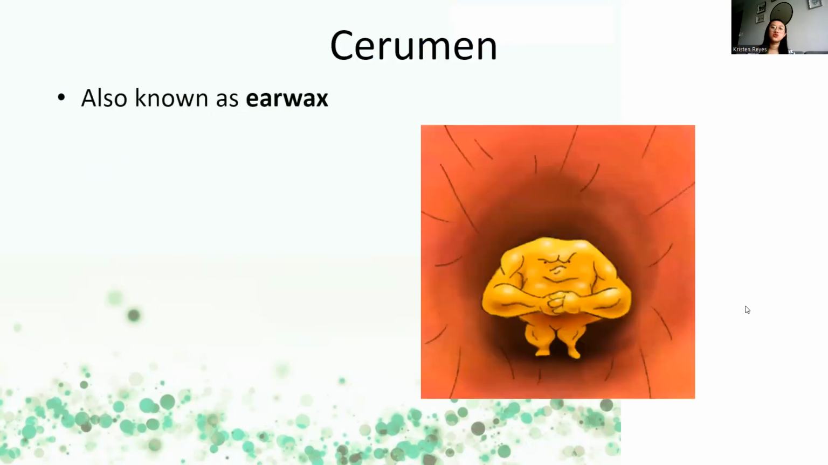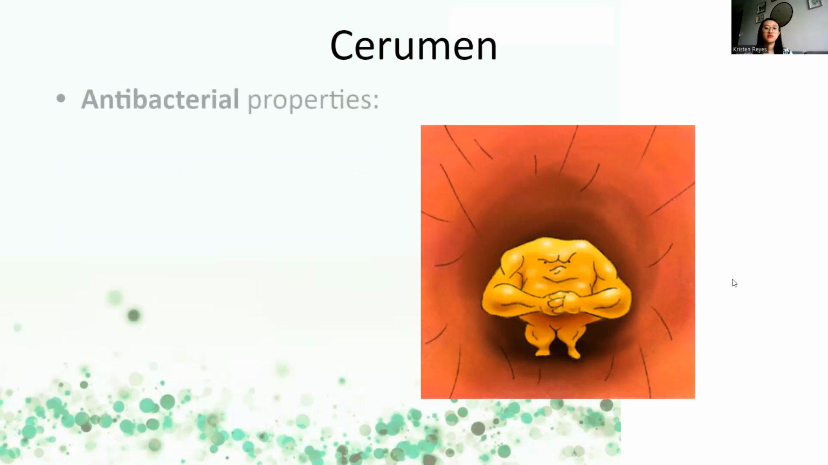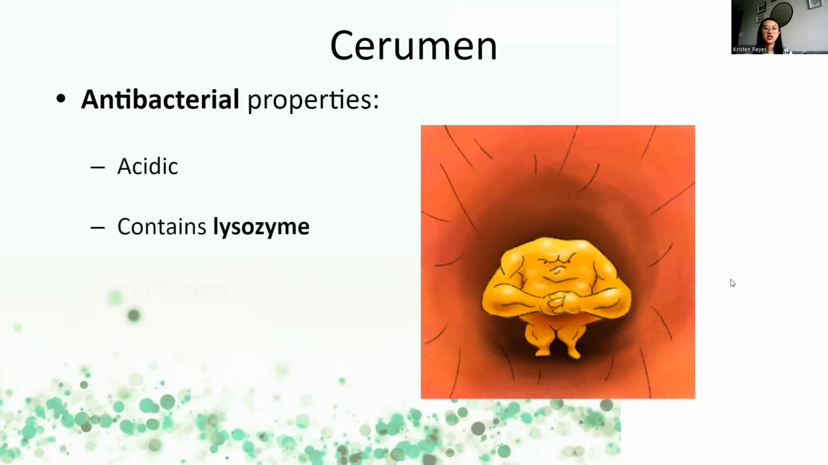Okay? So, let's go with cerumen, also known as earwax. This is produced by the cells that line the outer ear or the ear canal. What's the function? It is a lubricant that prevents desiccation of the ear canal, and it also has antibacterial properties. It is acidic, it has lysozymes and antibodies.